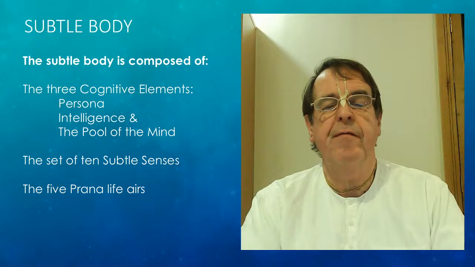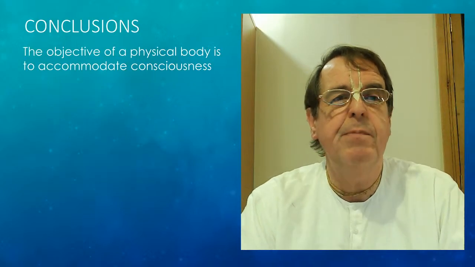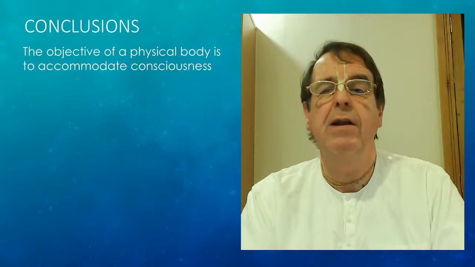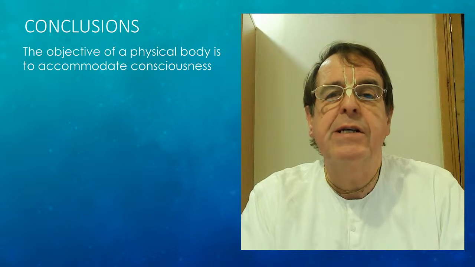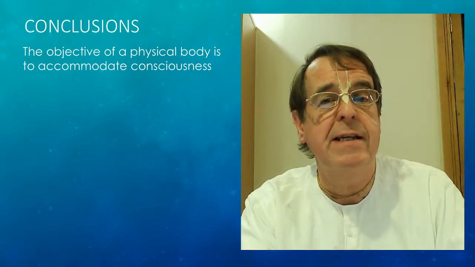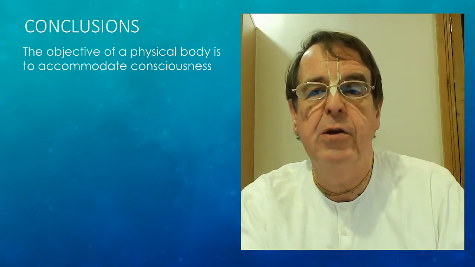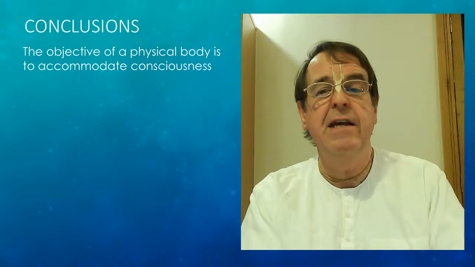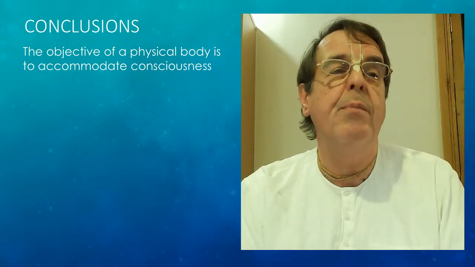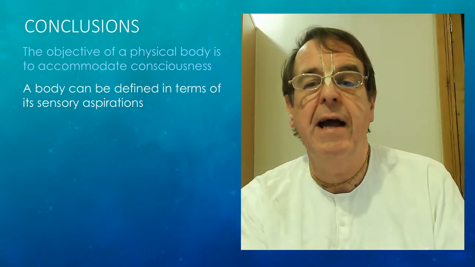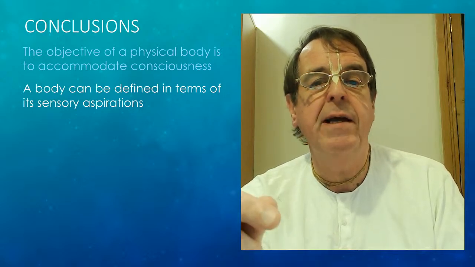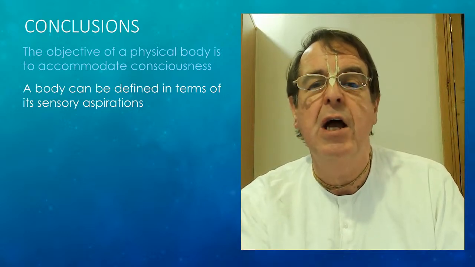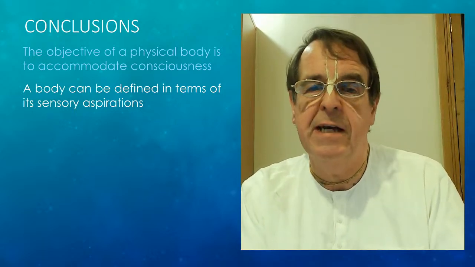So just to draw ourselves to a conclusion for today, I'd like to bring these points together. We've identified that the prime objective of a physical body for all life forms is to accommodate consciousness, particularly the aspirations of consciousness to experience events and activities and to express its will to enhance those experiences. And by considering the activities that are common amongst animals and the senses that they use to engage in those activities, we've concluded that a body can be defined in terms of its sensory aspirations. Specifically, we said a body is a biological structure accommodating the experience and expression of consciousness through the faculties of a specific set of perception and action senses.